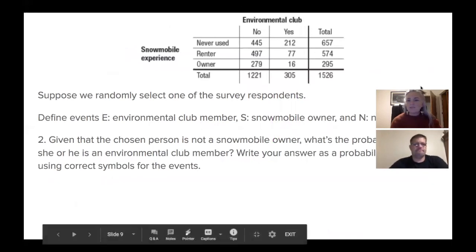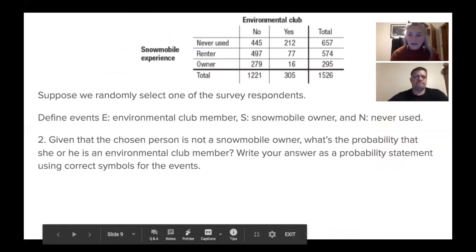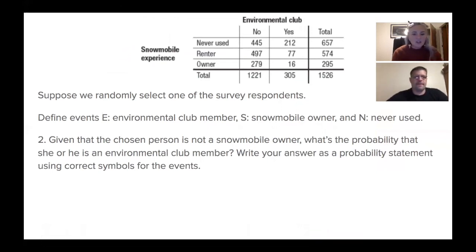Suppose we randomly select one of the respondents. Same setup with events. Given that the chosen person is not a snowmobile owner, what's the probability that she or he is an environmental club member? Write your answer as a probability statement using correct symbols for the events. I think you're gonna try to trick me this time, but these are the owners. That's the complement of the owners, right? So we're given not a snowmobile owner, so I look at those two columns, right? And we want the probability that she or he is a member of the environmental club.